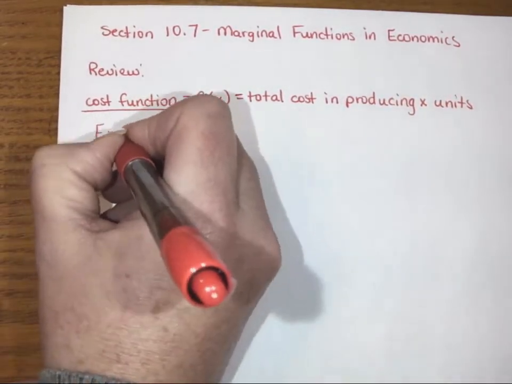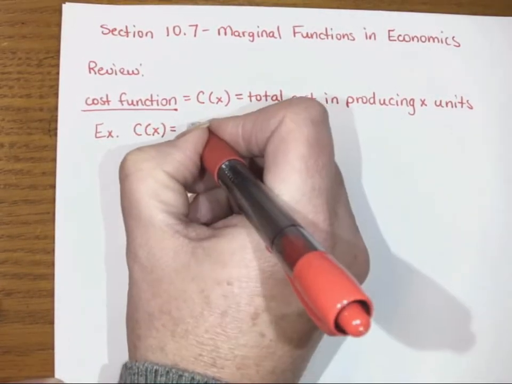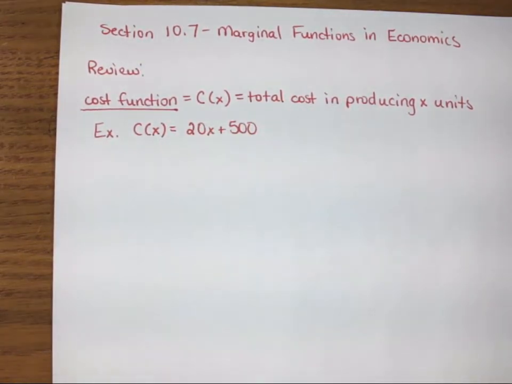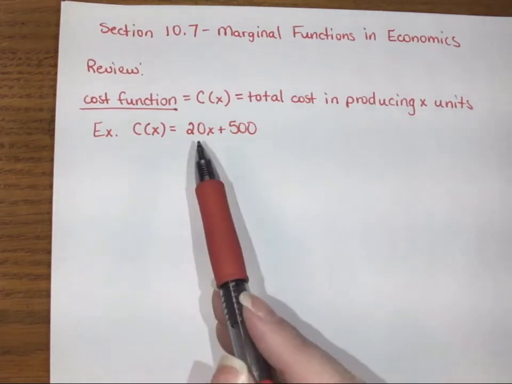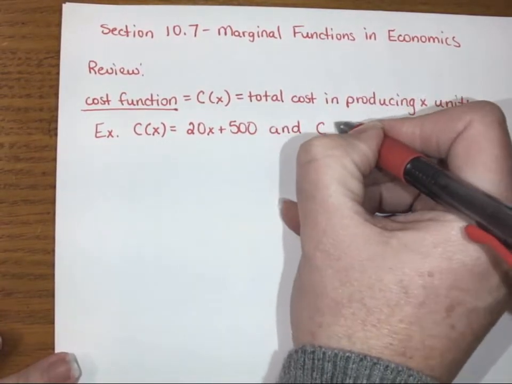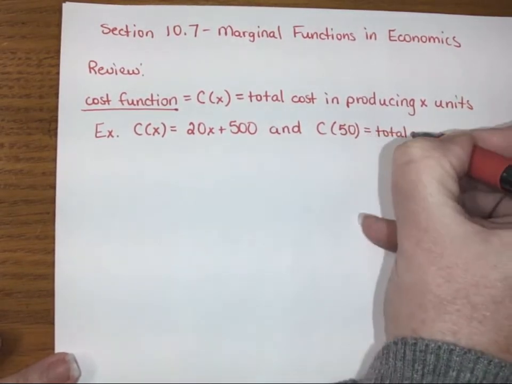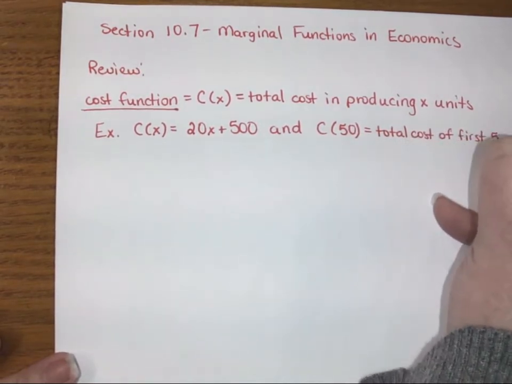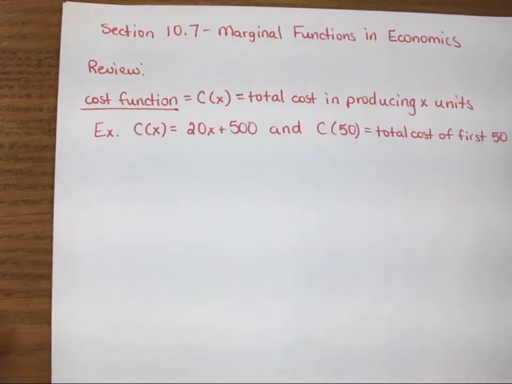So an example of a cost function can be linear or not, but let's look at a linear cost function. So if we had a cost function that looked like this, okay, that's a linear cost function where the fixed cost is $500 and the variable cost for each unit is $20, okay? And so if I was asked to find C of 50, this would be the total cost of the first 50 units. So it's not the cost per unit, it would be the total cost for the 50 units, okay?